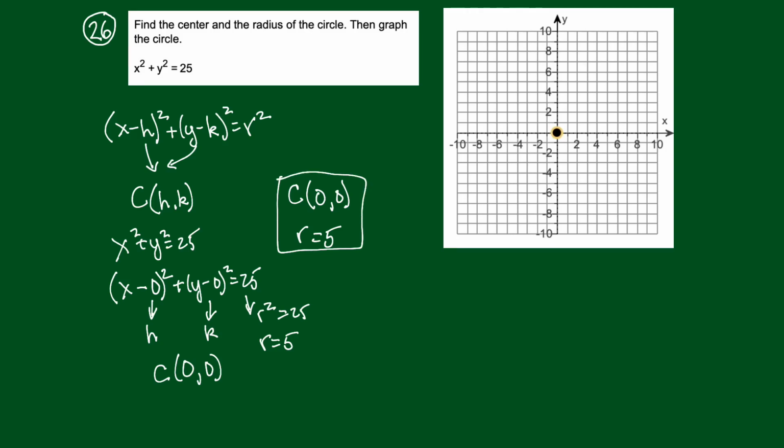If I want to graph it, I can just come over and plot the center. So on my picture over here, there's the center. Now I'm going to go out 5: 1, 2, 3, 4, 5. I'll go out 5 units. That's right here. That's the radius, so that's the edge of the circle. And then 5 up, and then 5 to the left, 5 down. Now, as best you can, pass a smooth curve. All right, the circle looks something like that.